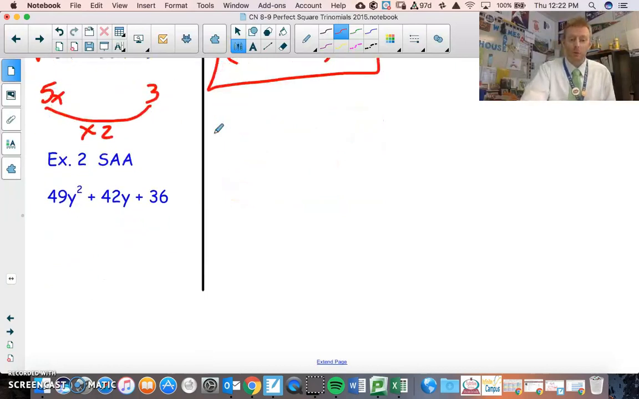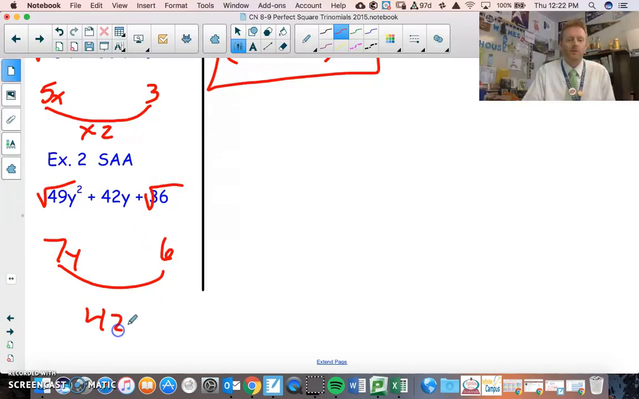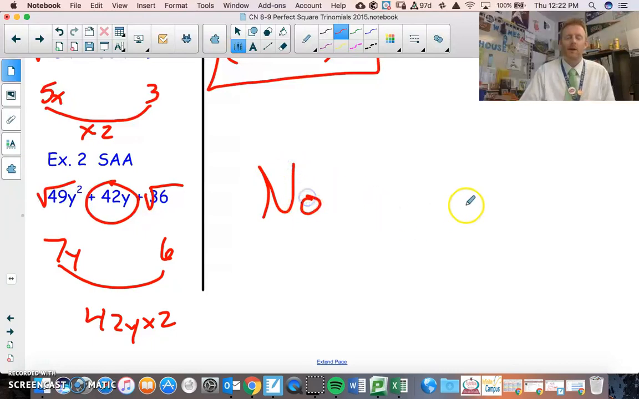On example 2, same idea. Square root of the first term, square root of the last term, a 7y and a 6. Those make a 42y. And then times 2 makes 84, not 42. So that's why this one is a big fat no for us.